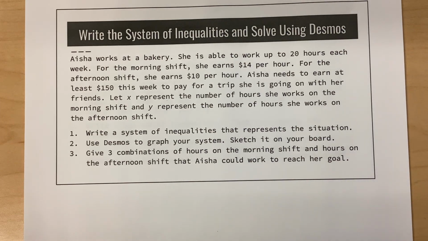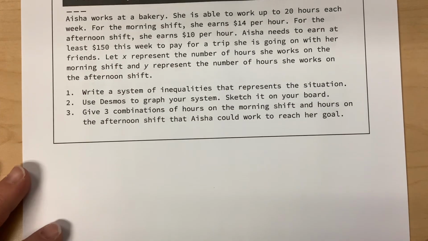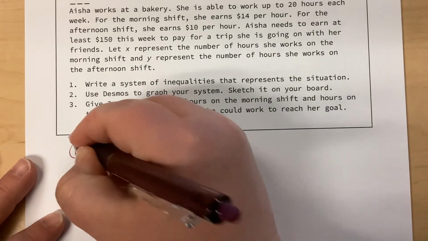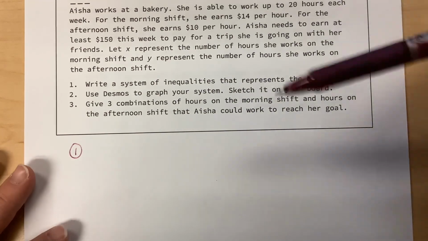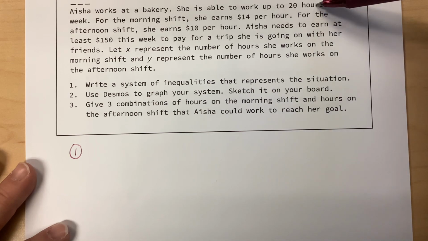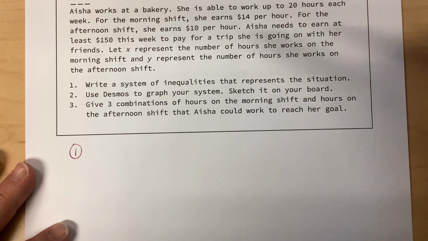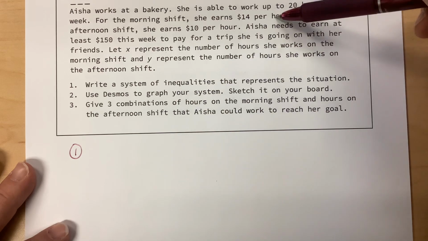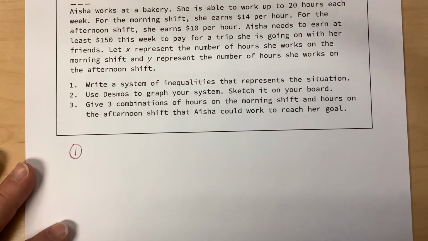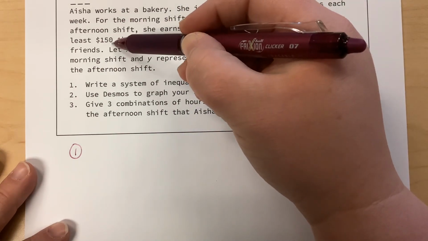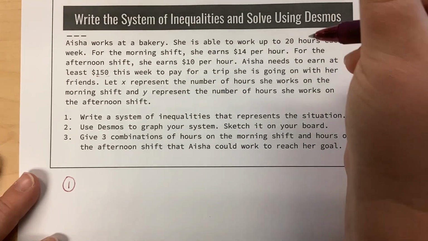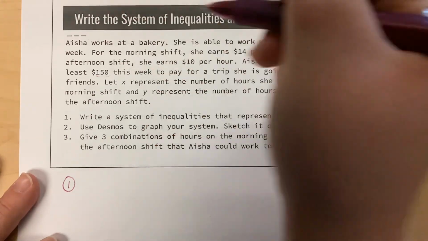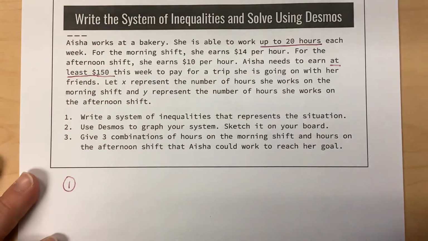All right, so once again, we are going to write the system, and then we are going to put it into DESMOS, and we are going to find 3 combinations of hours that she could work on each shift to reach her goal. Okay, so we have a lot going on here. She can work up to 20 hours, and she earns a certain amount of money for each type of shift. More hours for the morning. I assume the bakery is busier then. And she has a total of 150 that she wants to make, or at least 150. So once again, I have 2 different totals. So we have up to 20 hours and at least $150.